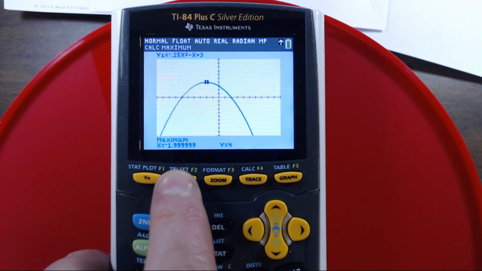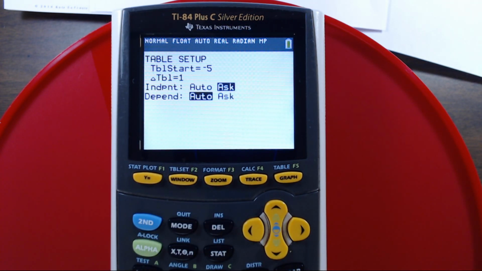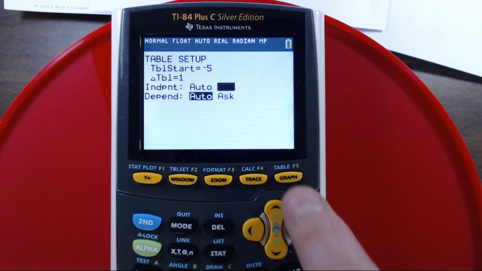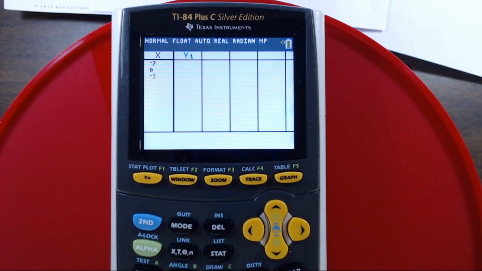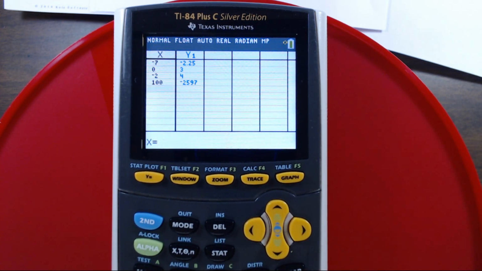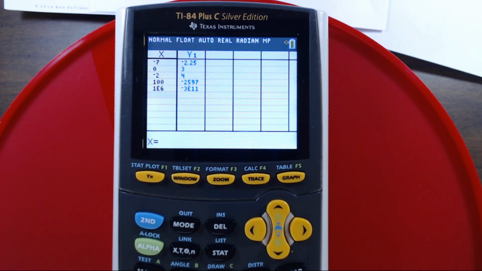Second window, independent auto to ask. Okay. Then second graph lets you put in values. Put in 100, it'll give you the y value. Okay. Put in 1,000,000, it'll give you the y value.